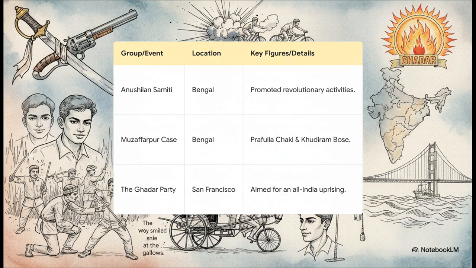They threw a bomb, but they missed and hit the wrong carriage. Khudiram Bose was caught, tried, and hanged. He was only 18 years old and became one of India's most famous young martyrs.